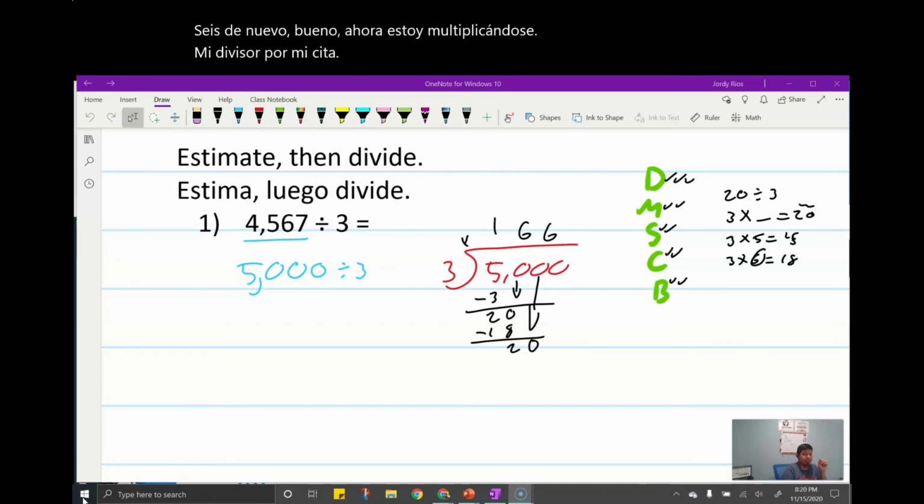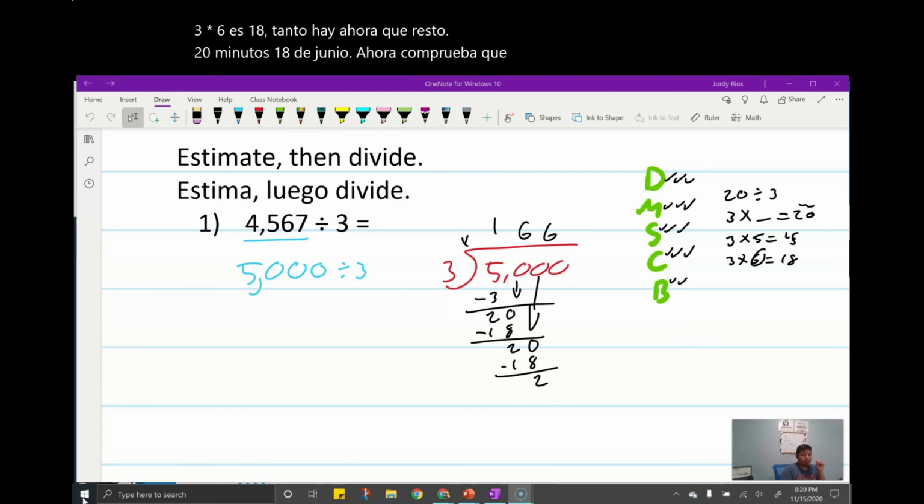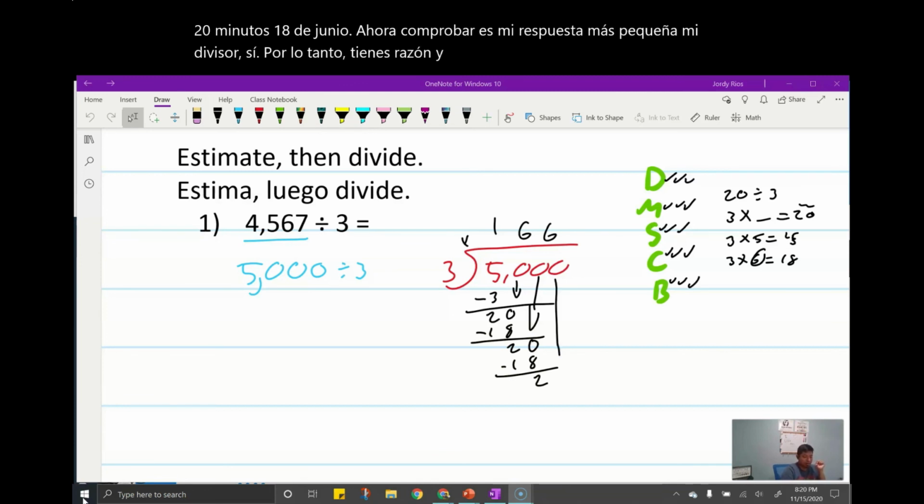Now I'm multiplying my divisor by my quotient. 3 times 6 is 18. So my answer is there. Now I subtract. 20 minus 18 is 2. Now I check, is my answer smaller than my divisor? Yes, so therefore I did it correct. And now I bring down the last 0. And again, I have to do this all over again.